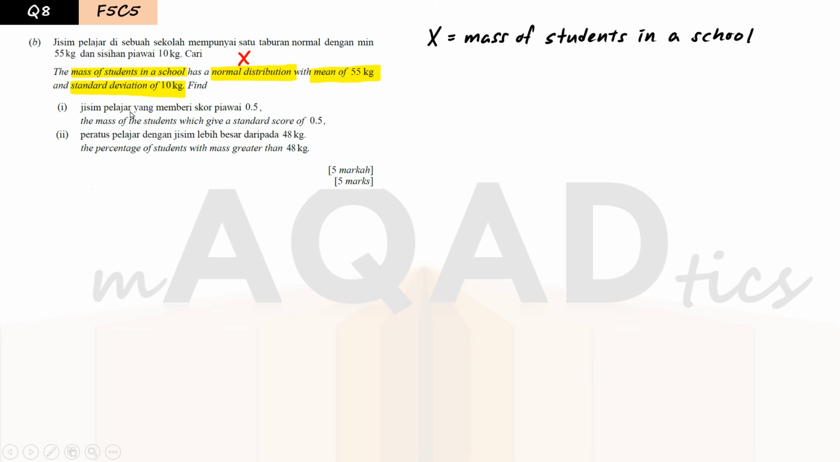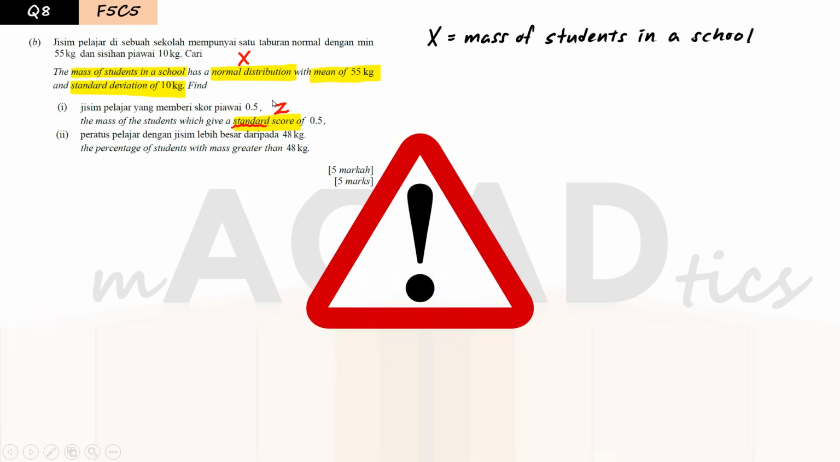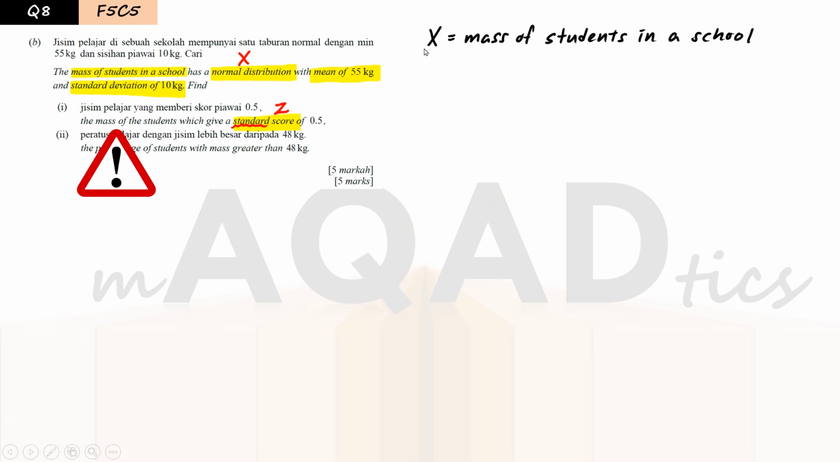So in part 1, we need to find the mass of the students if the standard score is 0.5. So what is standard score? You see there's actually the word standard here, so it's actually the value of Z, which is called the standard score. So now, how can we use this Z to find the mass of the students, which is X? How do we change Z to X?